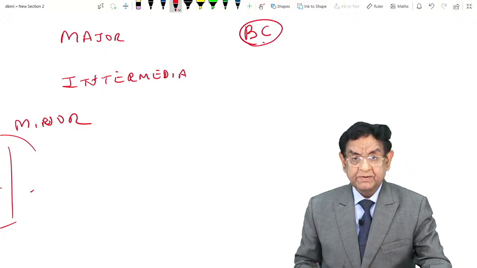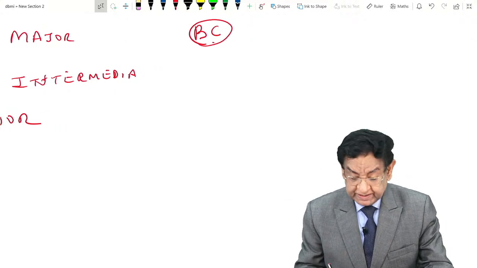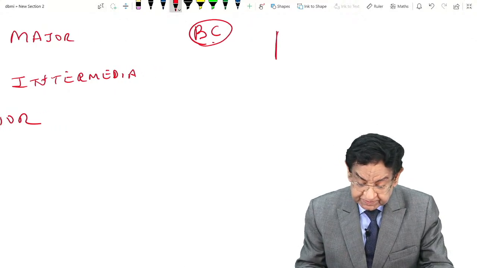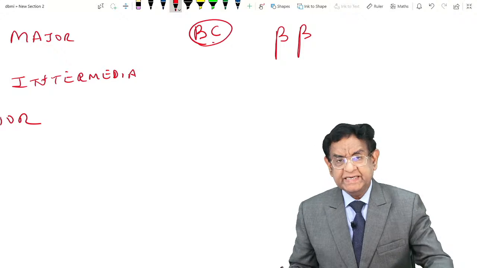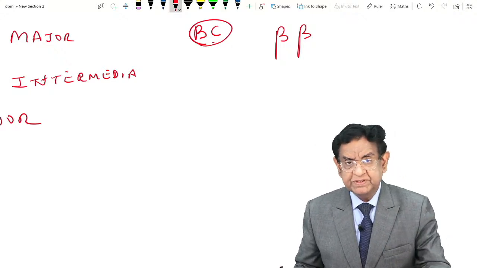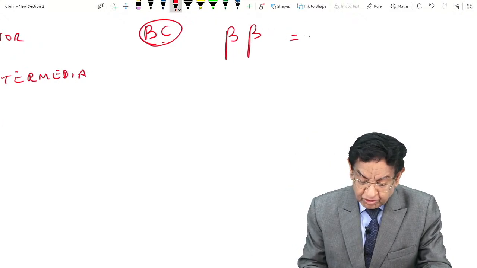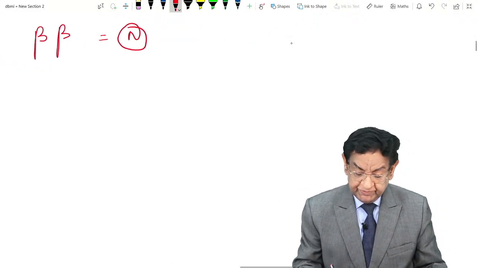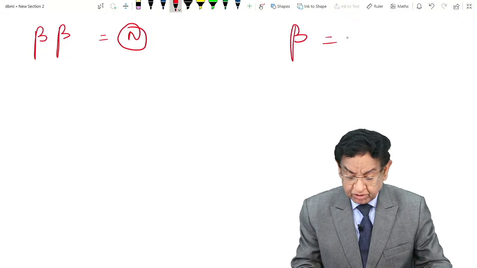Okay, basic concept, what we know is that we have two beta genes. Yeah, we know very well. And we also know that each chain is controlled by one gene. So if we get like this, this is a normal. So if we are getting this beta, this is a normal chain.